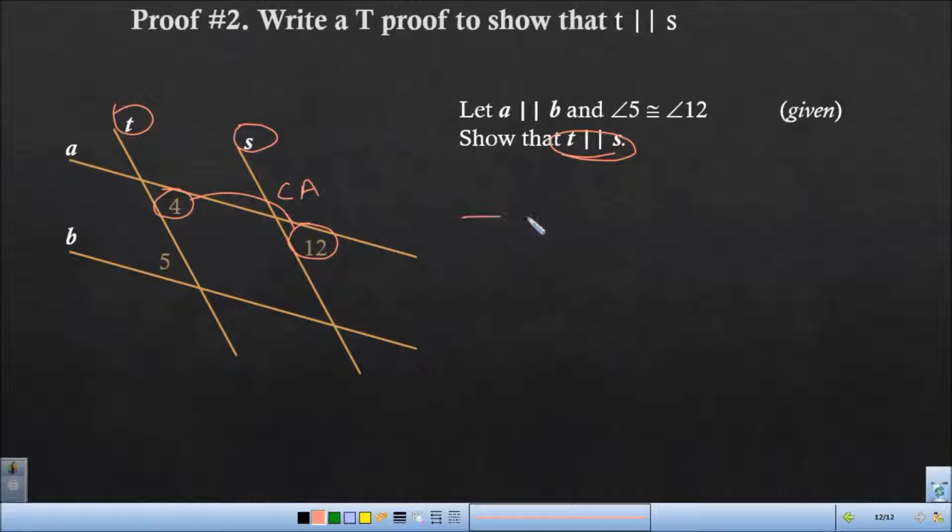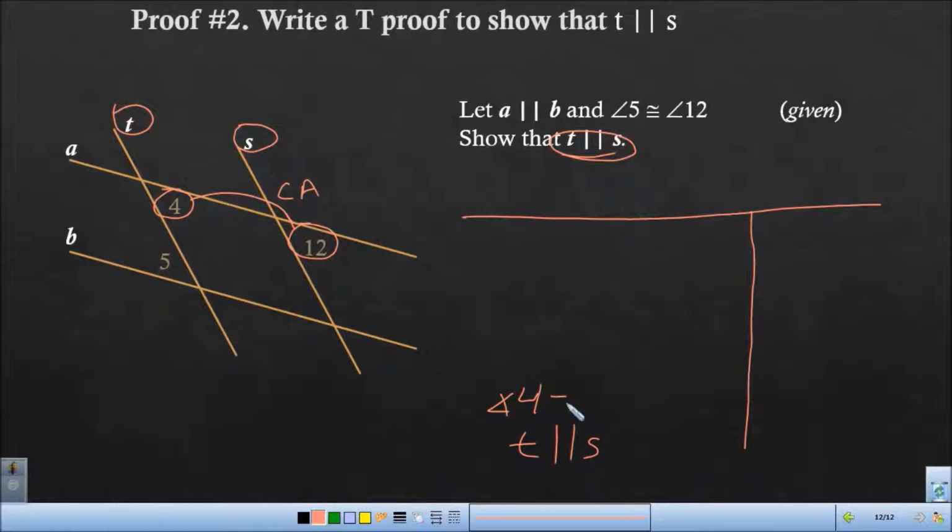But the beginning of my proof is going to be a little more subtle. All right, let's write the ending here. T is parallel to S, and before that we need to say that angle 4 is congruent to angle 12. And that's going to give us T parallel to S by the converse corresponding angles theorem. So how can we make this happen? Well, we already know that 5 is congruent to 12. So we have this connection because it's given.